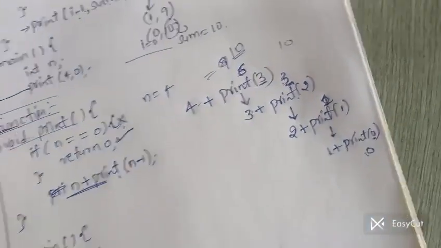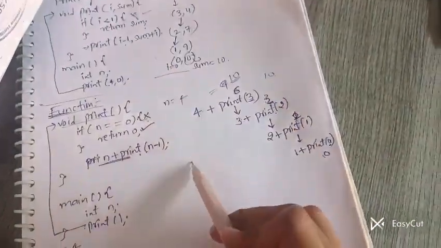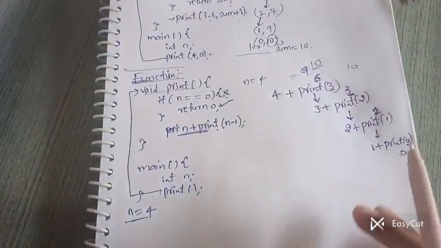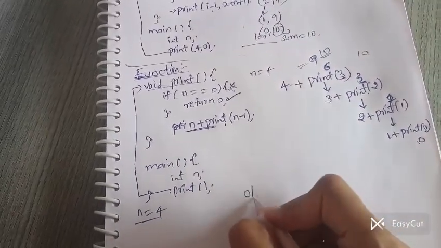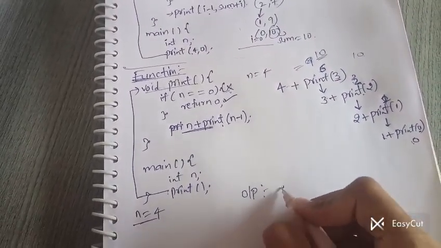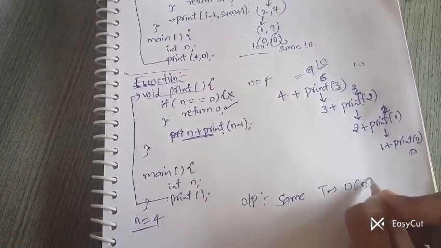Now, as we have seen both methods, the parameterized method and the functional method, though these two methods function differently, the output is the same, and they also have the same time complexity, that is big O of n.